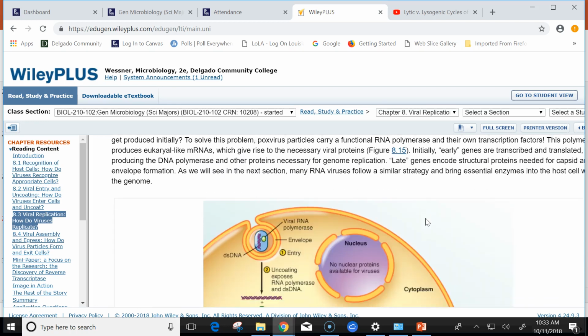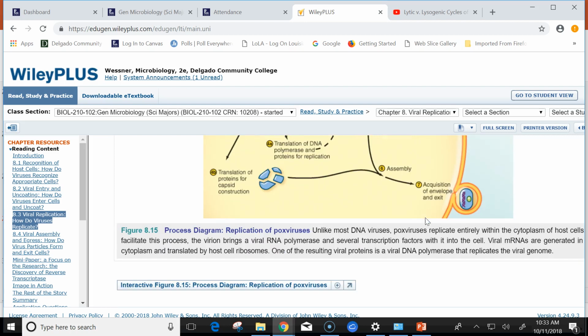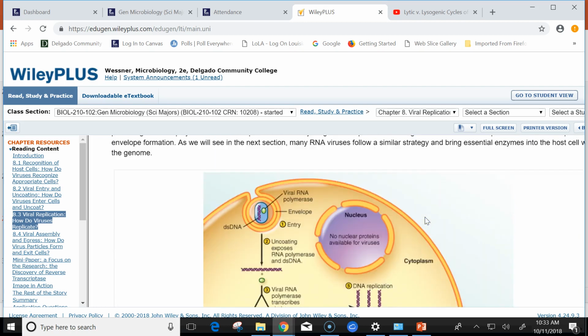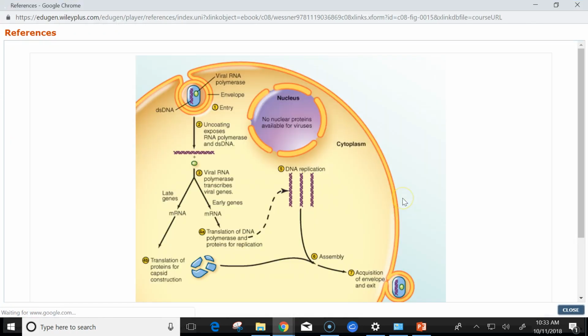Okay, so moving up, let's now look at this one. Okay, so this is easy peasy, right? So what's happening here? How's it getting in? It's endocytosis, right? And then it's probably going to uncoat, and that protein and the DNA come out. And this is another one that comes with its own RNA polymerase. So here it is, double-stranded DNA.